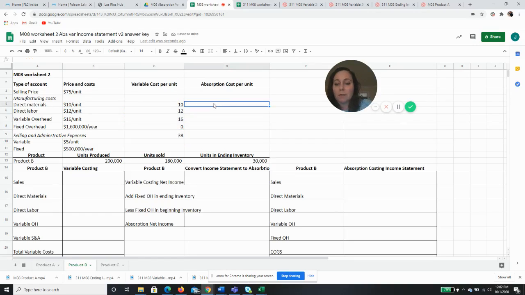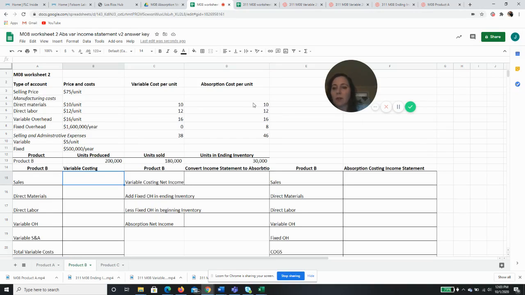For absorption costing, it's going to be 10 for direct materials, 12 for direct labor, 16 for variable overhead, and for fixed overhead, it's going to be the 1.6 million for the year divided by the number of units produced. And it's 8 again. I guess I really like that number. All right, so we're going to add that up, and we get $46 a unit. Absorption fixed overhead per unit isn't always going to be 8. I don't know why I did that twice, but anyway, it's okay.